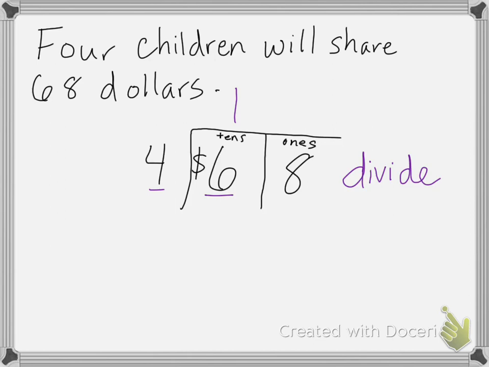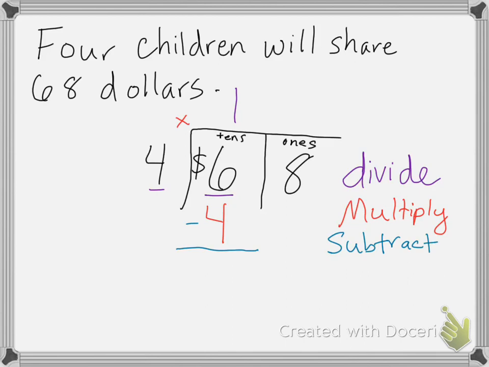Now we will multiply to see how many tens we have used. So the second step is multiply. So I do 4 times 1. 4 times 1 is 4. Now the next step is I'm going to subtract to see if I have any tens left over. And I do, because 6 minus 4 is 2, which I write below the tens column.